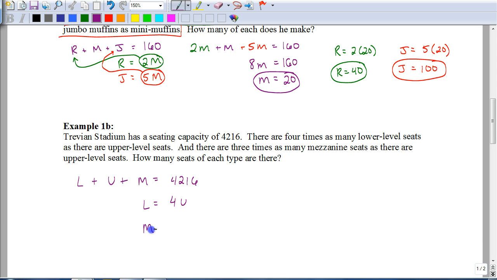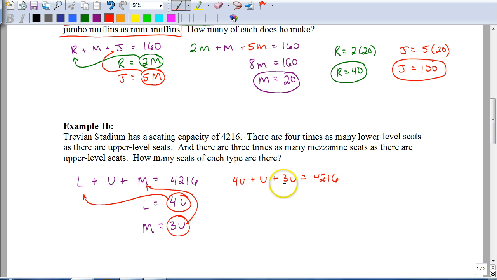And as far as the mezzanine seats, there's going to be more of those as well. There are 3 times as many mezzanine seats as there are upper level. So it's going to be 3 times U. So now we're going to substitute each of these in. So for L, we put in 4U, and we put 3U in for M. So when you do that, you get 4U plus U plus 3U equals 4,216.